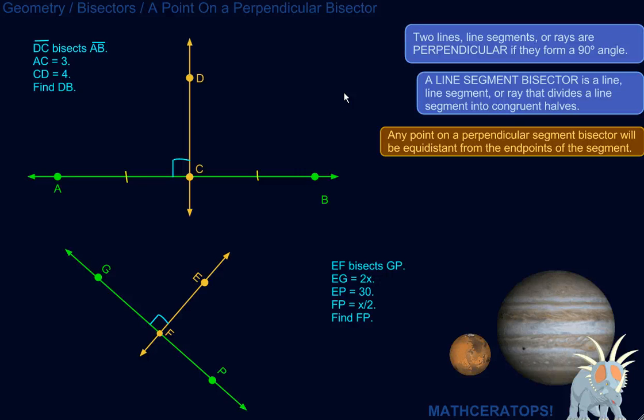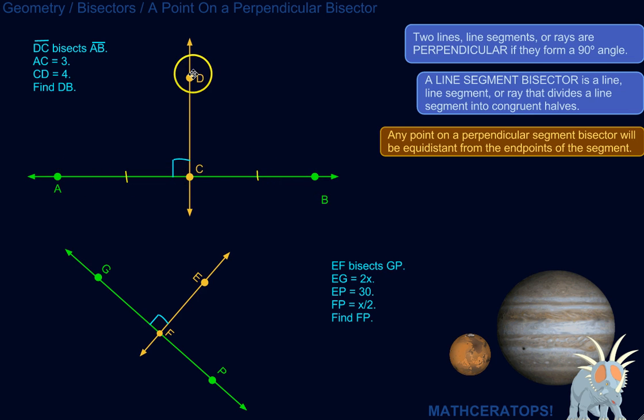Alright, so any point on a perpendicular segment bisector will be equidistant from the endpoints of the segment that it bisects. What does all that mean, right? Two lines or line segments or rays are perpendicular if they form a 90-degree angle, like this. A segment bisector is something that splits the segment into two equal halves.